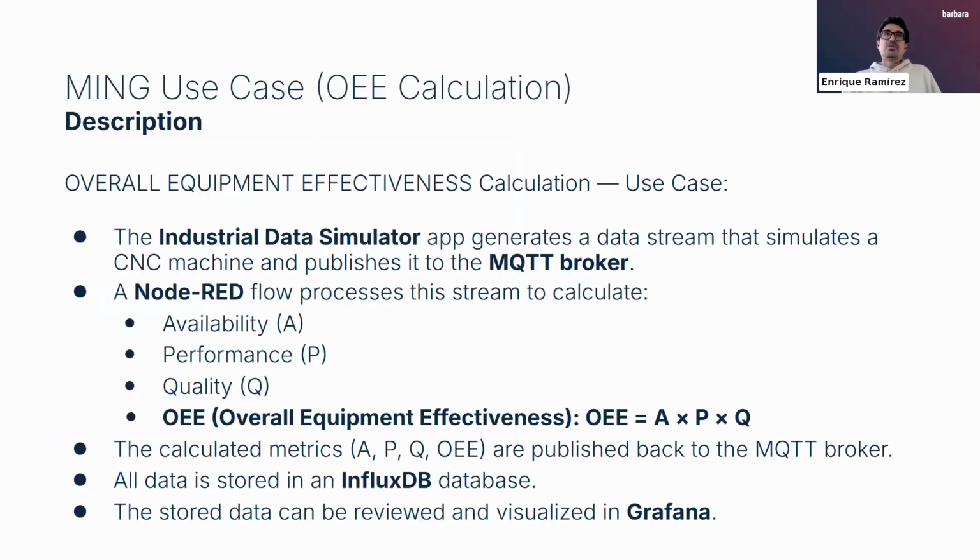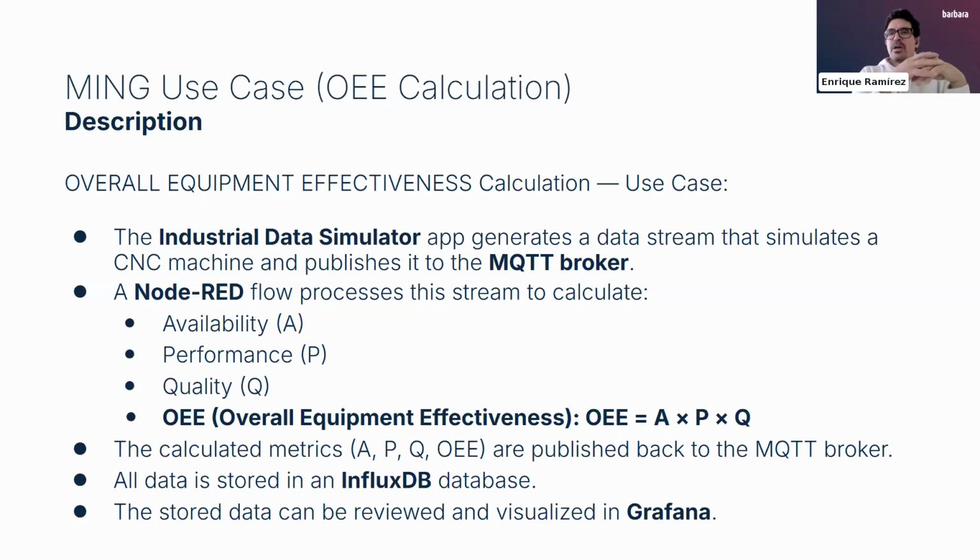So let's move to our first use case. We have what we call an OEE calculation. At the end, what we will do is simulate a basic machine. We are going to use for that an application that we have in the Marketplace called Industrial Simulator, because it allows us to simulate any machine. Basically, by declaring the parameters, we are going to publish to an MQTT broker.